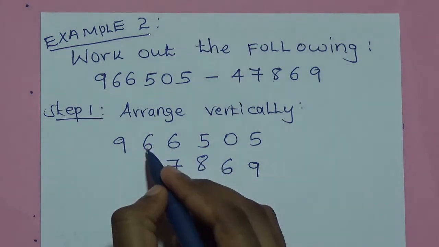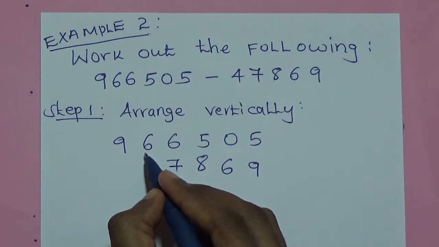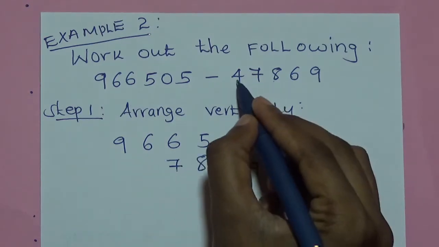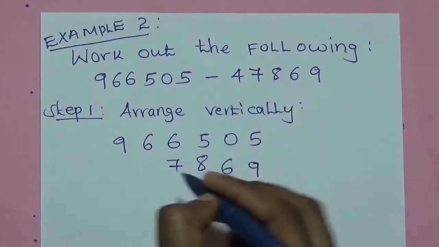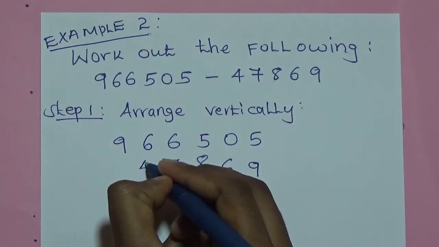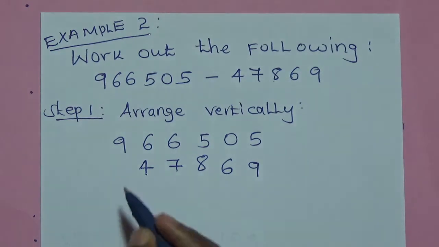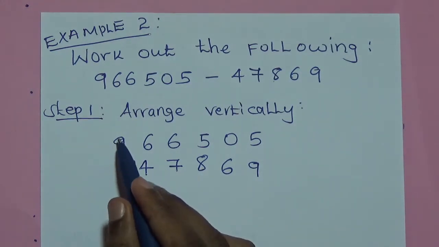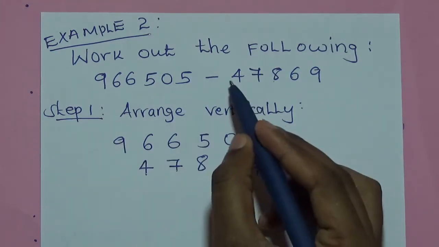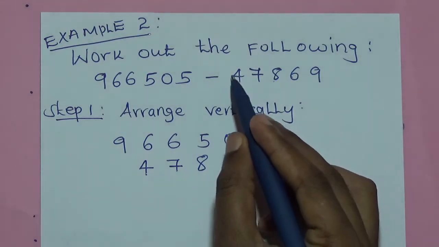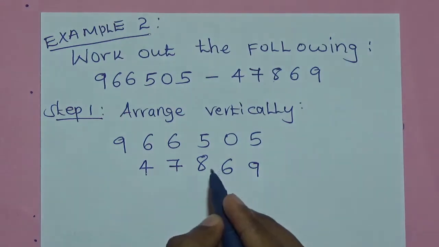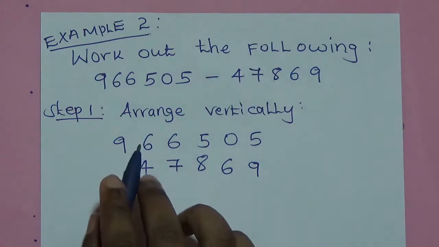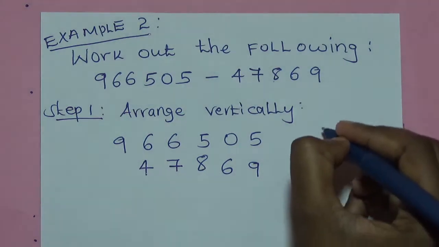And finally, 6 represents tens of thousands. And 4 here represents tens of thousands. So 4 will come at that position. 9 represents hundreds of thousands. But in our second number, we don't have any other digit. So we are going to leave it like that. We are done with the first step. Step number 2.